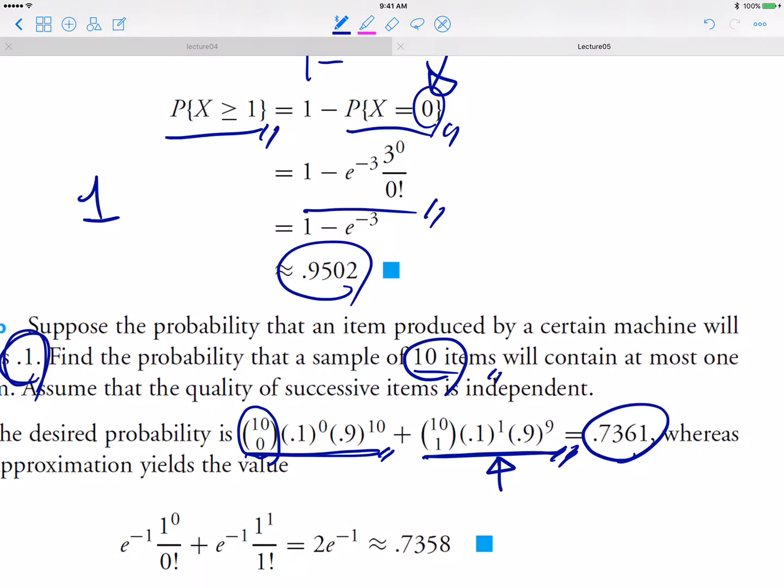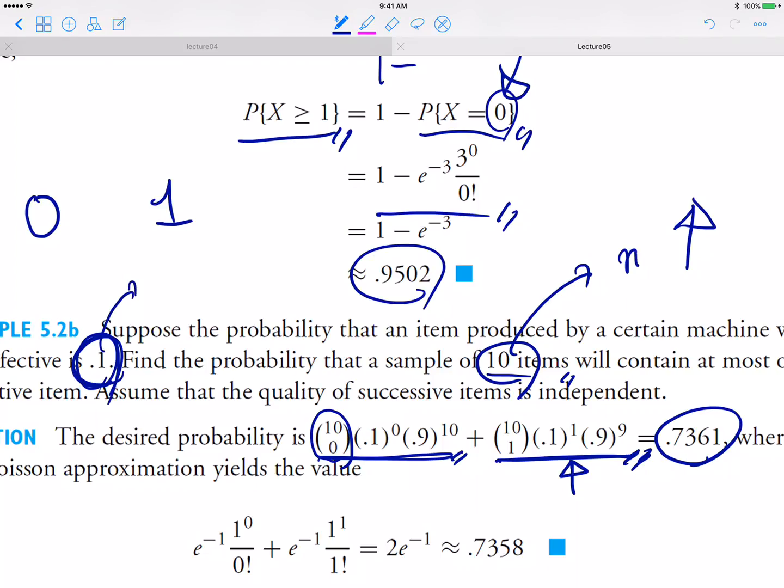So if n was really large, and correspondingly p was really small, so that the value of n goes really large and p goes to a really small value at the same rate, then np, or the average number of these events happening, will remain as a fixed value. Let's just consider such a situation. Even though 10 is not that big, let's just do the Poisson approximation anyways.